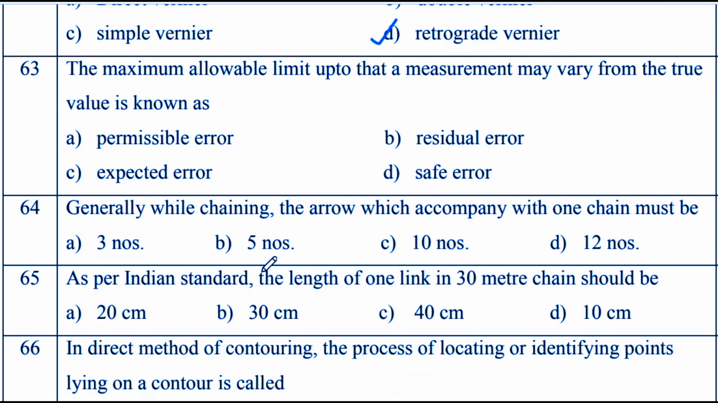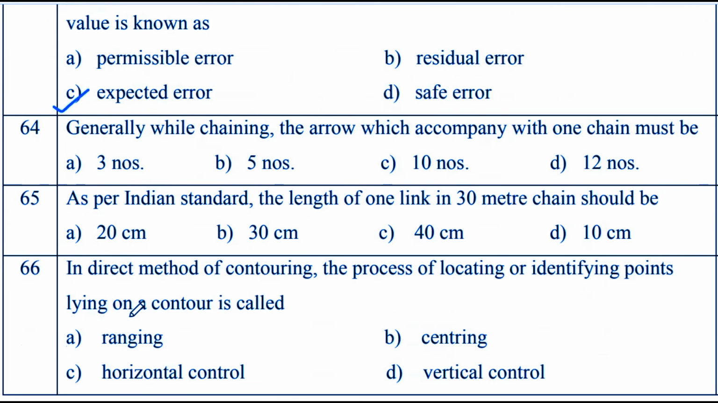The maximum allowable limit up to which a measurement may vary from the true value is known as expected error. Generally, while chaining, the arrows accompanying one chain must be 5 in number. As per Indian standard, the length of one chain is 30 meters, and in a 30 meter chain, the link should be 20 centimeter.